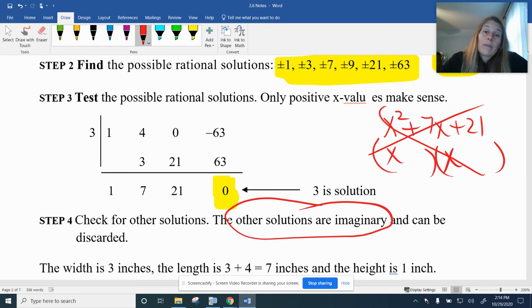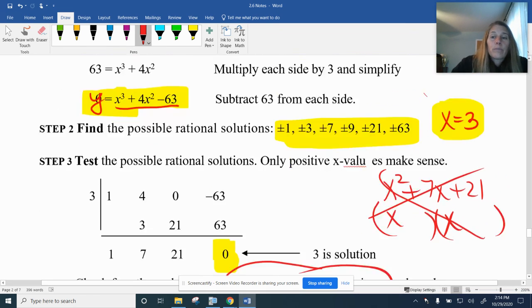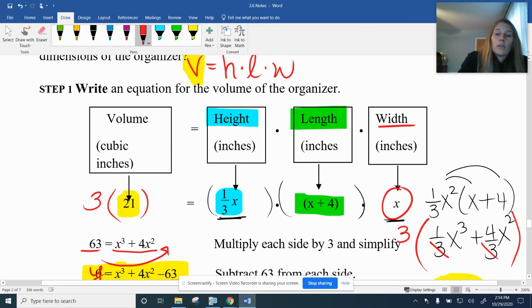We don't need to worry about them because we're doing volume, and the width is going to be this answer, and you can't have an imaginary width of a box. So we don't have to worry about finding those. The last thing you would do is find all your dimensions. We knew the width was 3 inches. Then the length was 3 plus 4, which would be 7 inches. And the height is 1/3 of 3, which would be 1 inch.